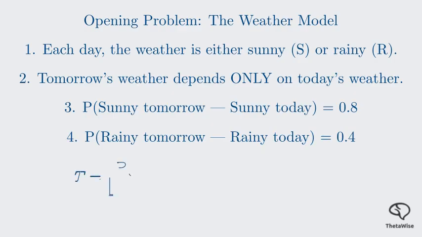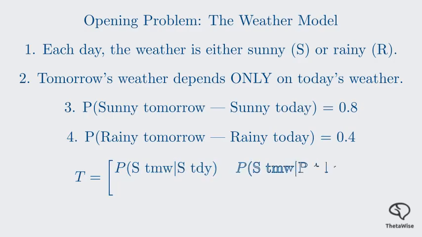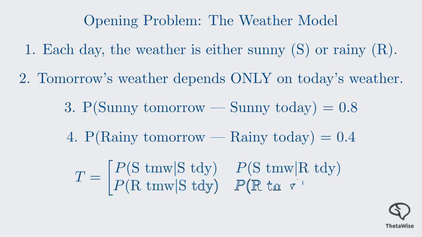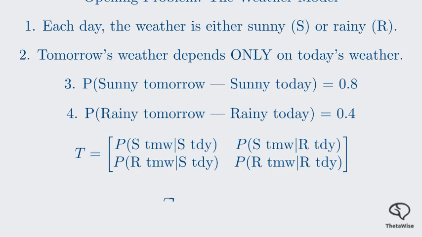The columns represent today's state, and the rows represent tomorrow's state. So the first row is for sunny tomorrow, the second for rainy tomorrow. The first column is for sunny today, the second for rainy today. Plugging in our probabilities, we get this matrix. Notice that each column sums to 1. For example, if it's sunny today, the probability of it being sunny or rainy tomorrow must add up to 100%.